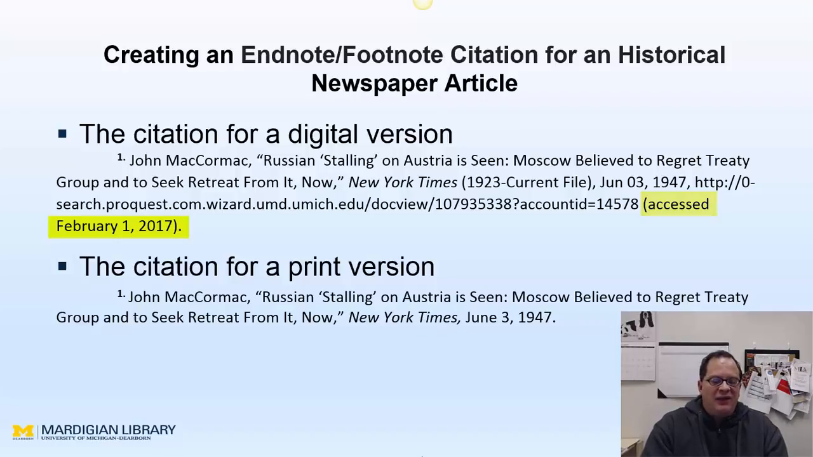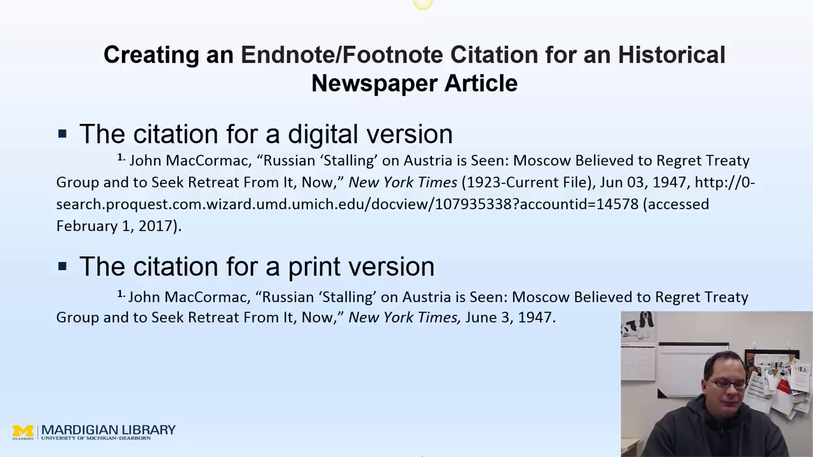Okay, now this again is for an authenticated database tool that you're getting this material from. Now let's say you found an article from the New York Times from recent times or from current times. Well, you would not have to list many of the things here on the screen. You would not have to list, obviously, that it's coming from the 1923 to current file. You would not have to list the special URL. In the case of finding something, for instance, on the New York Times website, you would list the URL that's at the top of the screen. Okay, so it would be a much more abbreviated version of this citation.